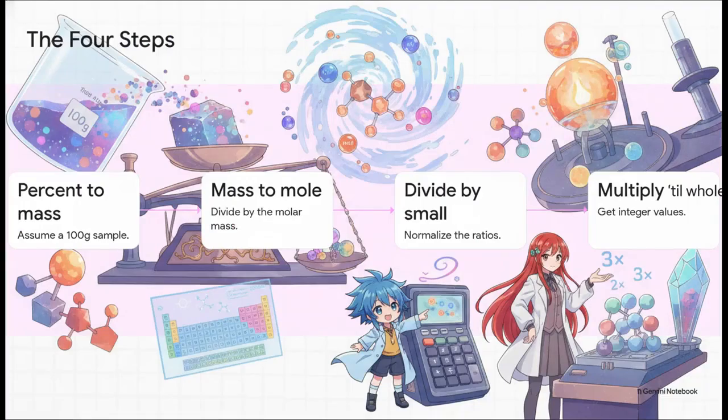Let's break that down into actual steps. Step 1, percent to mass. We use a neat little trick called the rule of 100. By just pretending we have exactly a 100-gram sample, those abstract percentages instantly become workable grams. Easy. Step 2, mass to mole. We just grab atomic weights from the periodic table to convert those grams into moles, which lets us compare the actual number of atoms. Step 3, divide by small. We normalize everything by dividing all our mole values by the smallest mole value we just found. And step 4, multiply till whole. Because obviously we can't have half an atom in a chemical formula, we multiply our ratios by a whole number until every single one is a clean integer.